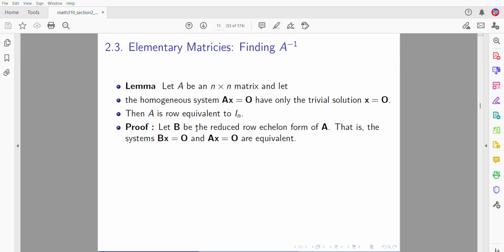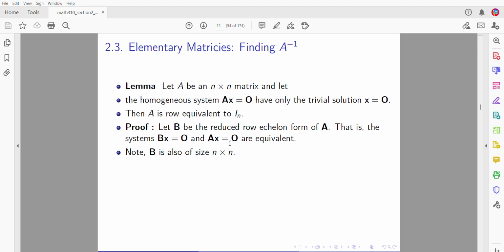Suppose B is the reduced row echelon form of A. Okay, B is the reduced row echelon form of A. Every matrix can be reduced to a reduced row echelon form. What does that mean? You have conducted a series of operations on A. So B and A are equivalent. So Bx equals 0 and Ax equals 0 are equivalent. That is, they have the same set of solutions.